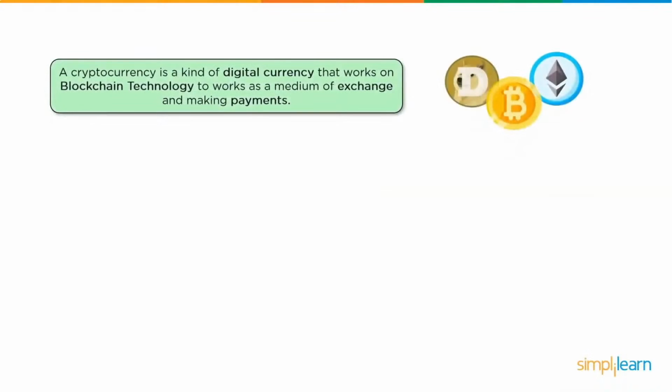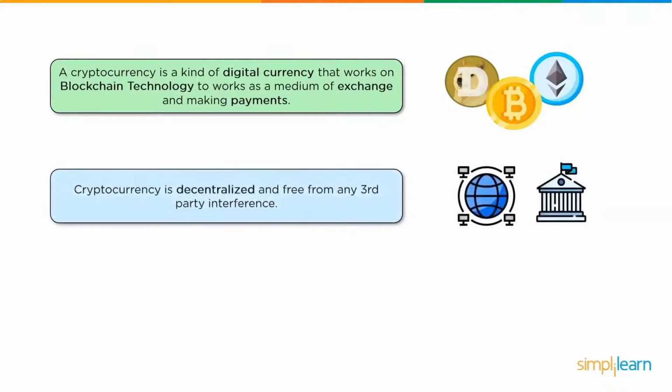A cryptocurrency is a kind of virtual or digital currency that works on blockchain technology, a public ledger enforced by a distributed network of computers. It works as a medium of exchange online to buy goods and services and make payments. Like for example, Bitcoin, Ethereum, Dogecoin. These are some of the popular cryptocurrency.